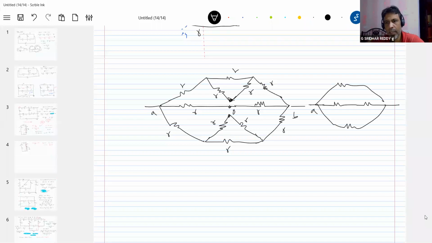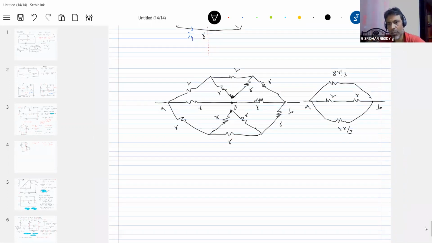This is point A, this is point B. So what is this? This will be 2R, 2R by 3, 2R by 3 plus 2, so 8R by 3. This is R, this is R, this is 8R by 3. So this is called junction removal.